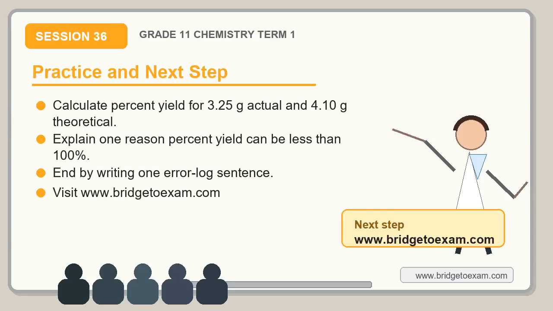Before you leave, practice actively. Task 1. Calculate percent yield for 3.25 g actual and 4.10 g theoretical. Task 2. Explain one reason percent yield can be less than 100%. Task 3. Explain one reason percent yield can appear greater than 100%. At the end of your study, write one sentence beginning, "The chemistry idea I must remember is."